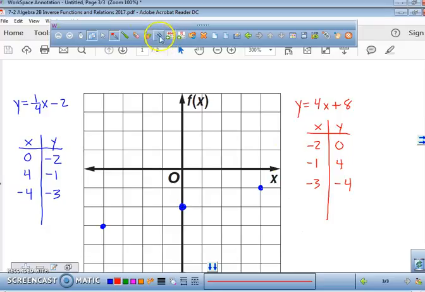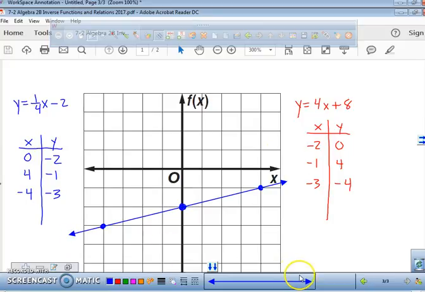So now I'm going to make my line nice and straight as best as I can through those points right there. There we go. There's that line.